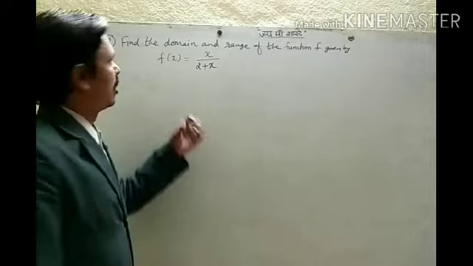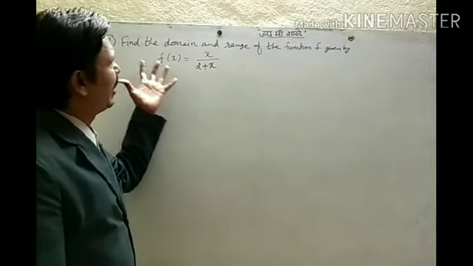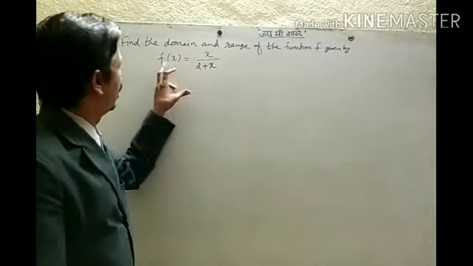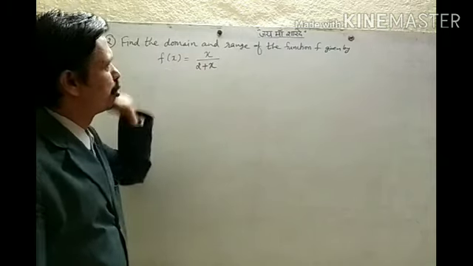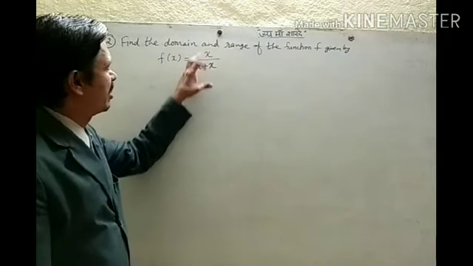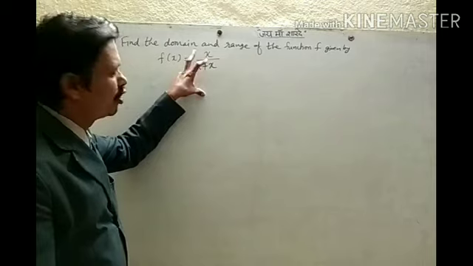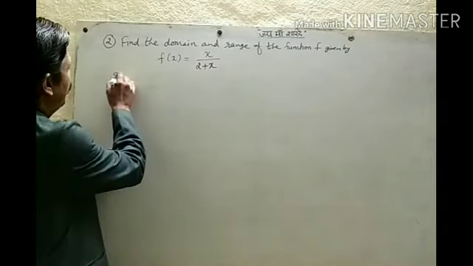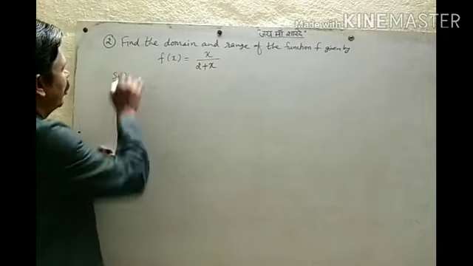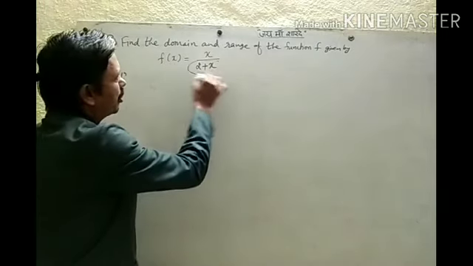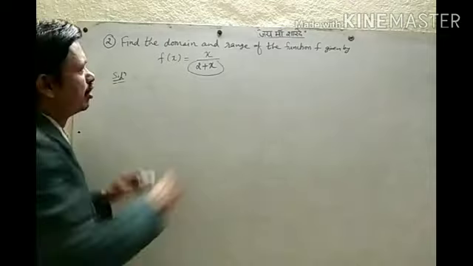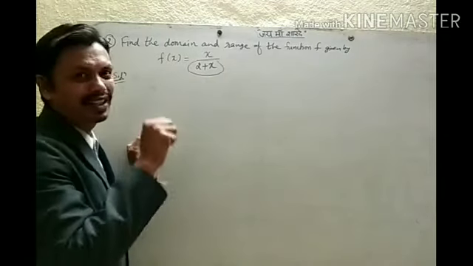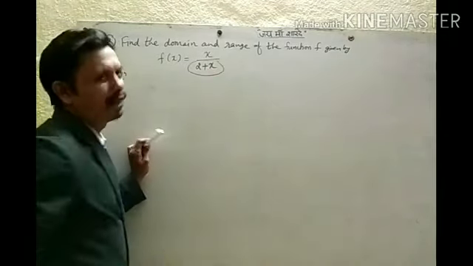Okay, students. So now our next question is find the domain and range of the function f of x equal to x upon 2 plus x. And it is a rational function. Both denominator and numerator are polynomials. So how to find its domain? Again, one thing: your denominator should not be 0. So this denominator becomes 0 when x is minus 2.